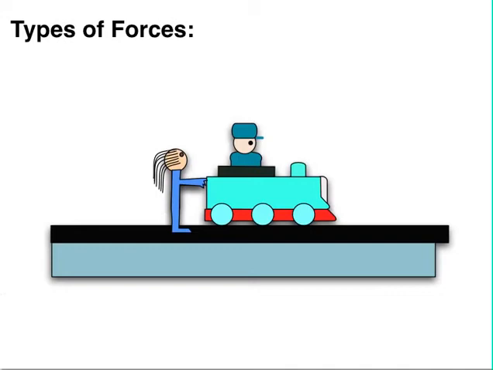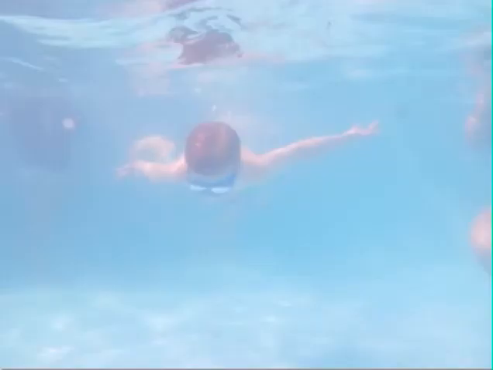Okay, so let's do some real life examples. Here we have a little kid underwater, and we want to know, what are the forces acting on him? Well, we've got gravity pulling him down toward the center of the earth, and we have force buoyancy, because he's under a fluid, pushing him up. So we have gravity down, buoyancy up.